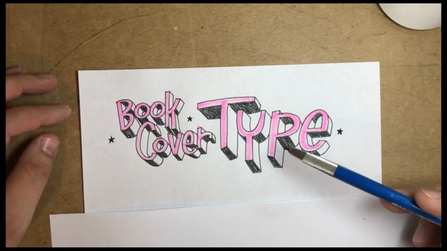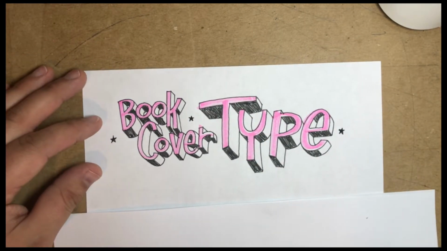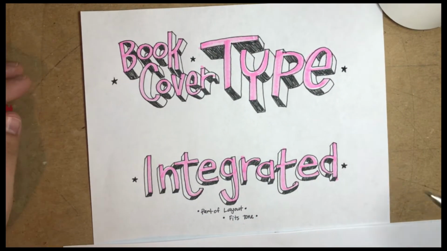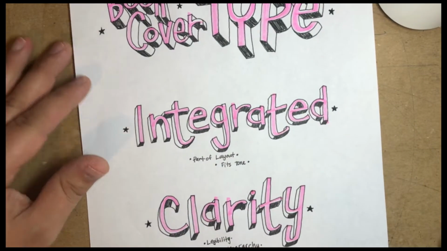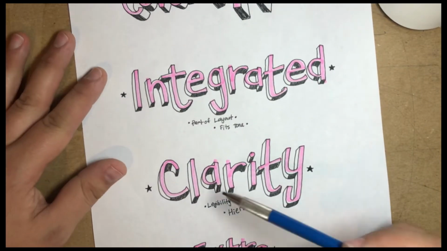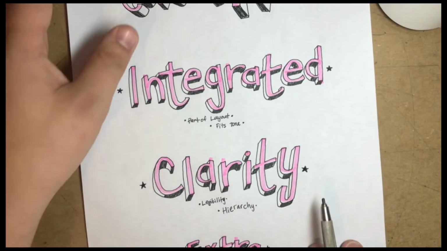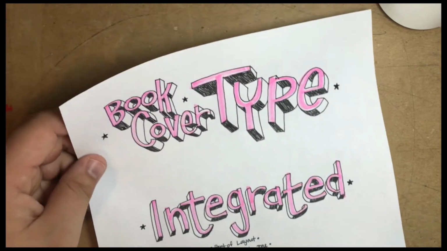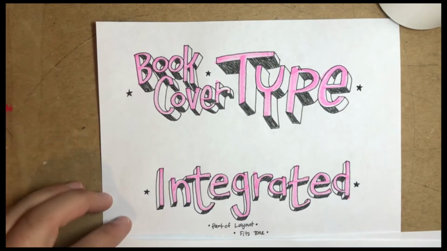Hello, today we're going to talk about book cover type. We're going to talk about making sure that the type is integrated in the cover, that it's clear, that there's a lot of clarity involved, and any extra little things that are needed. So, book cover type. Integrated.